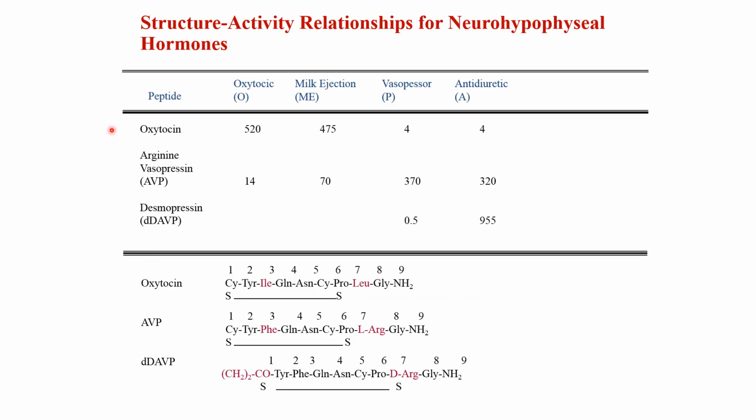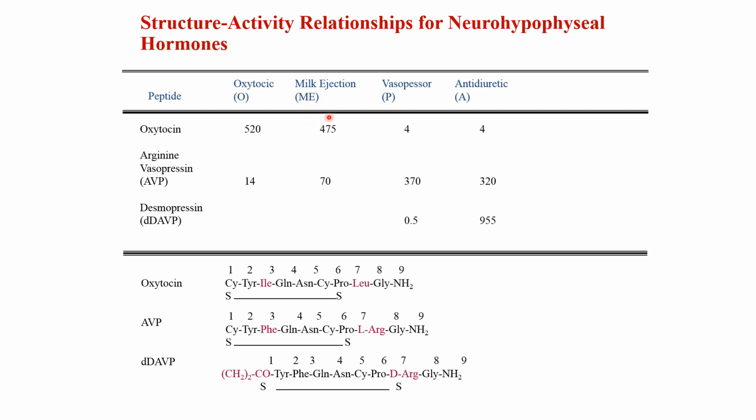Since the posterior pituitary hormones have similar structures and similar precursors, it is expected that they will exert more or less similar effects, but one of them is more effective in doing something compared to the other. If we take oxytocin and look at what it does, its primary action is on the smooth muscles of the uterus during labor, something known as oxytocic activity. Its oxytocic activity is pretty high, and it also goes to the mammary gland and causes milk ejection.